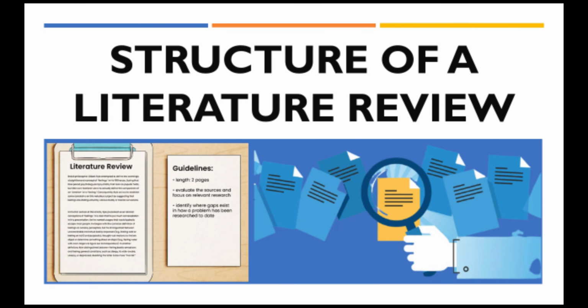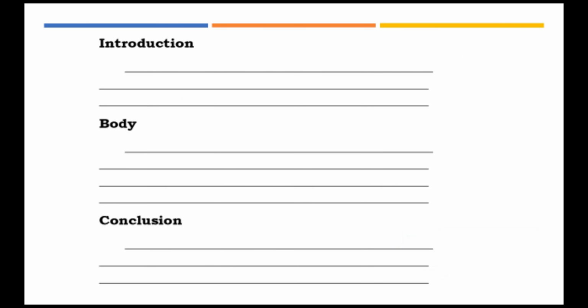This time, we are going to learn the structure of a literature review. The structure of a literature review is similar to other academic texts with an introduction, body, and conclusion. Your introduction establishes the purpose of the review, and the body directly discusses the literature. And the conclusion summarizes the key findings of the review.